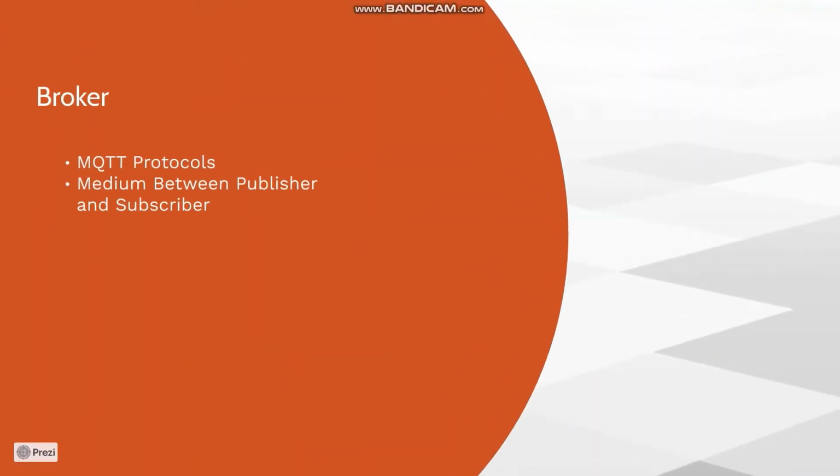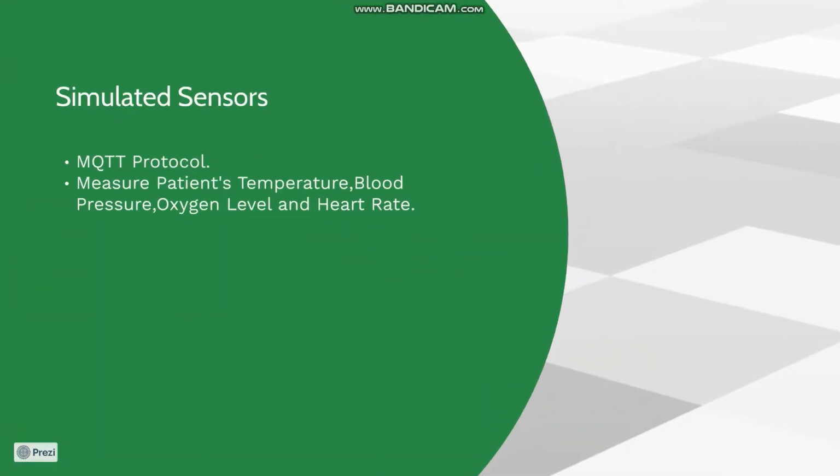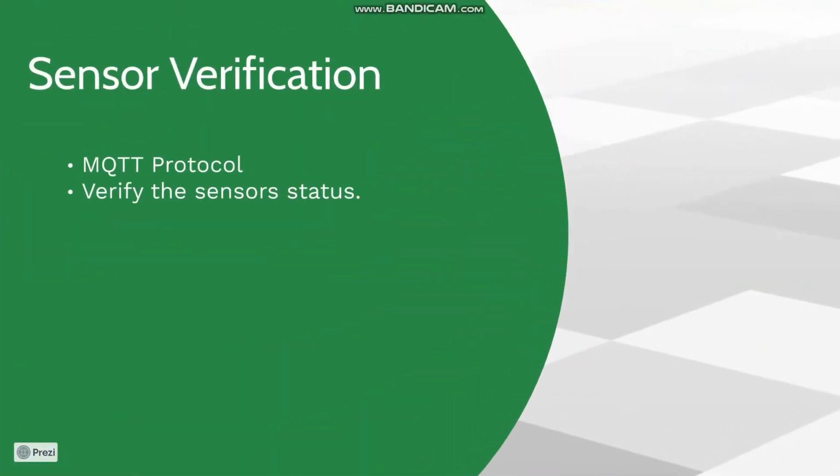At the center of the platform, there is a broker. It acts as a medium for all services communicating with MQTT. It receives the messages from the publishers and routes them to the subscribers. Then we have the simulated sensors, which retrieve the patient's temperature, oxygen level, blood pressure, and heart rate. The sensor verification is used to verify that all sensors are working perfectly and notify in case one of the sensors has stopped working.